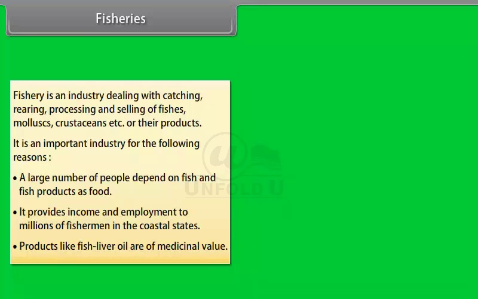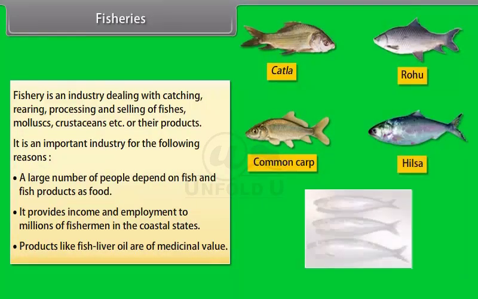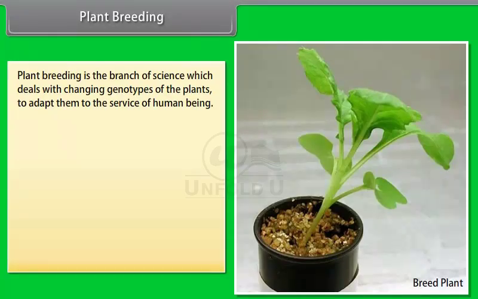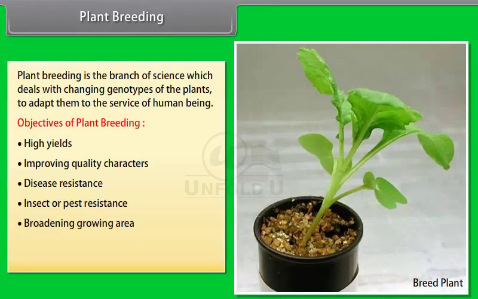Some common freshwater fishes are catla, rohu, common carp, etc. Some common marine fishes are hilsa, sardines, etc. Plant breeding. Plant breeding is the branch of science which deals with changing genotypes of the plants to adapt them to the services of human beings. Objectives of plant breeding: high yields, improving quality characters, disease resistance, insect and pest resistance, broadening growing area.